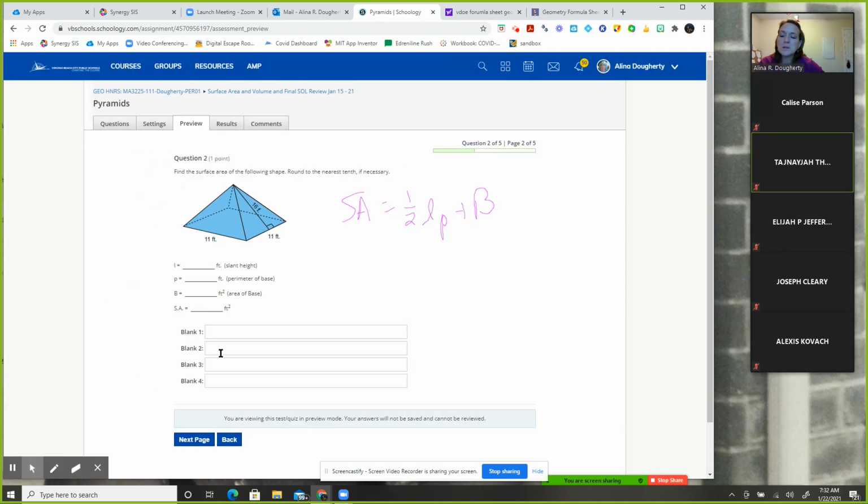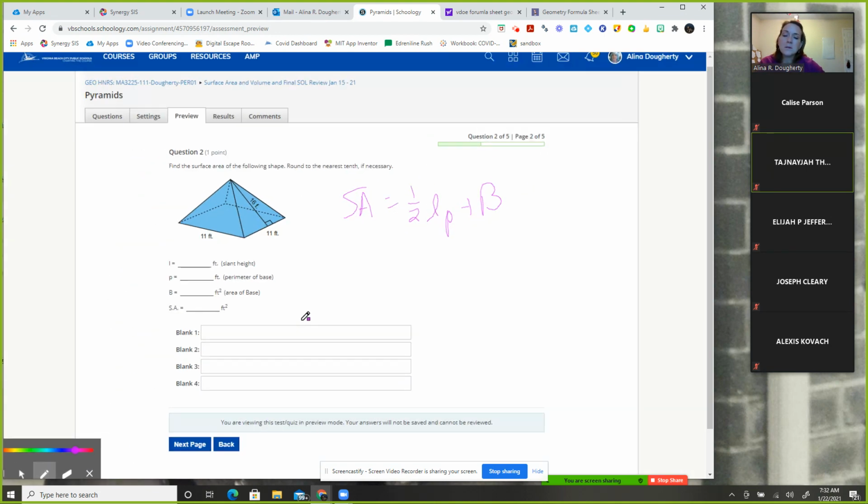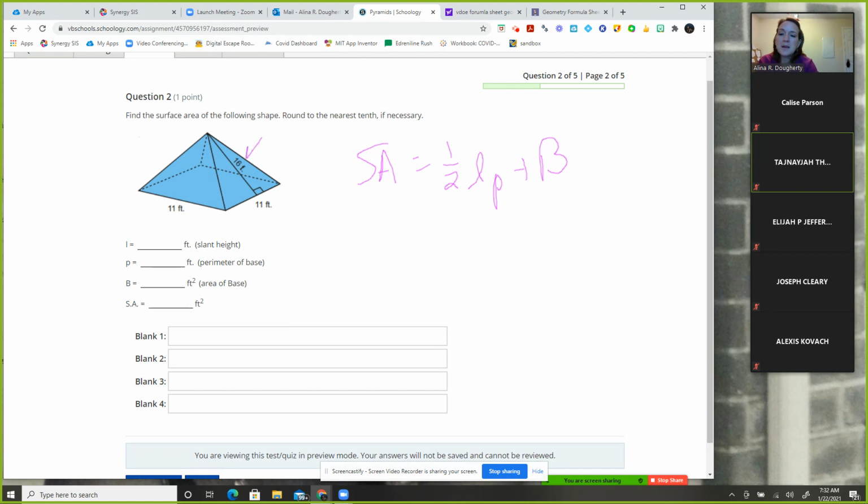The L is the slant height. So that's the L. So that's 16. The perimeter is the perimeter of the base. So that's 11 times 4. 11 plus 11 plus 11 plus 11. So the perimeter is going to be 44, the distance all the way around that square base, right? So if I'm the supervisor at the Louvre and I'm walking around that square base, that's the perimeter.